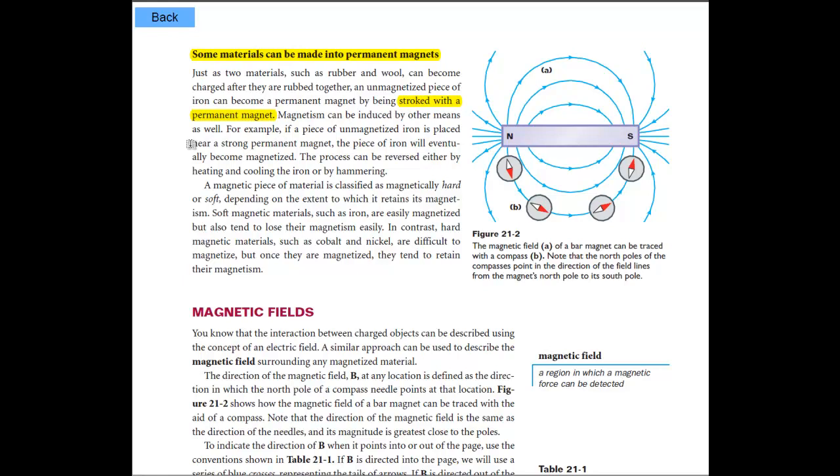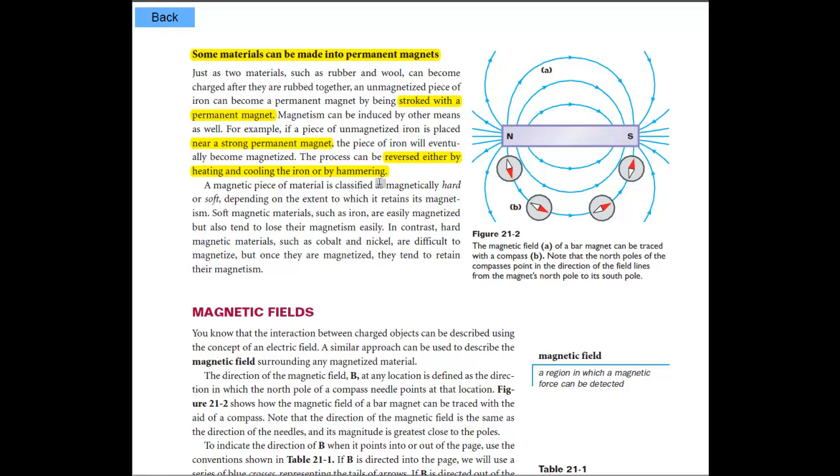Or I can simply place an object near a strong permanent magnet or a strong electromagnet. That magnetic field will magnetize this new material. And if it's a strong magnetic field, it'll do it quickly. Weak magnetic field, it would take a long time. We can reverse the process either by heating and cooling or by hammering.